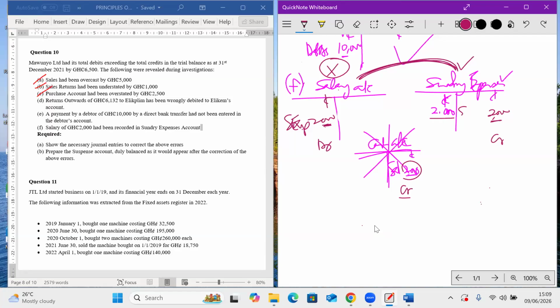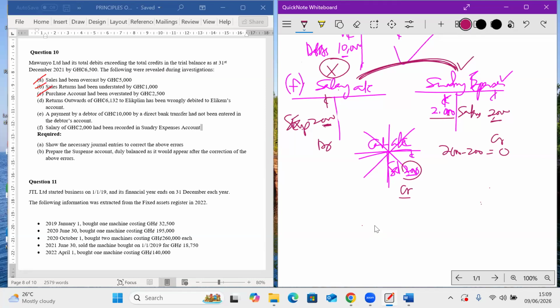Salary. Simply put, you put 2,000 on the credit side of the sundry expenses and cancel that figure. That's what you have just done. Just put 2,000 on the sundry expenses on the credit side because the 2,000 doesn't belong to that account. When you put 2,000 on the credit side, it will become 2,000 minus 2,000, which will give us zero, meaning it's cancelled. We have reversed it.